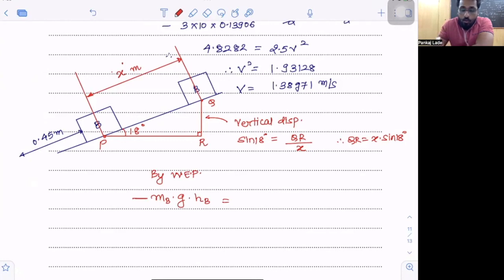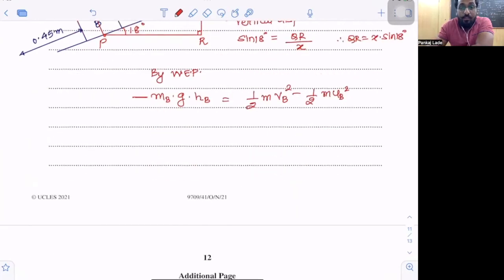So now the particle B is going to come to rest at this place, right? So the velocity of B is going to be 0 meters per second. And here the velocity of B, let's call it UB. It is the place where the first journey has ended. And here what was the velocity? 1.38971 meters per second, right? So the final kinetic energy is half m VB squared minus half m UB squared. But UB is there, VB is 0.